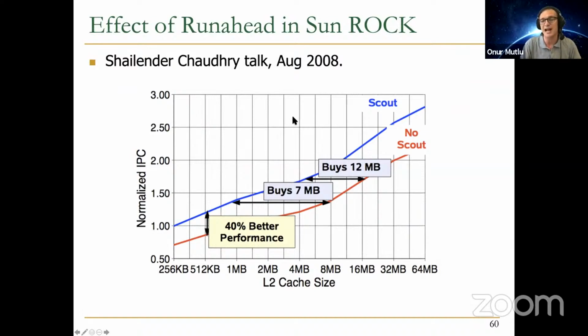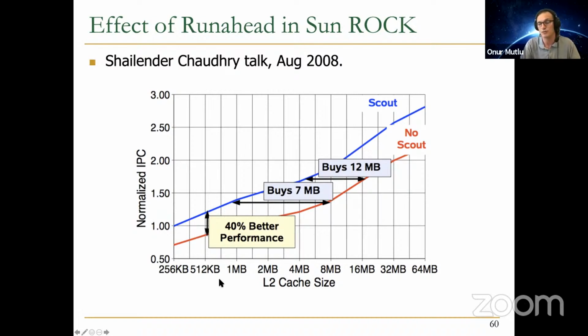And this is a graph from Sun. I already explained this basically. They were inspired by the idea. They basically implemented it in their ROC processor. And they basically called it Scout execution. But the idea is essentially run-ahead execution with some bells and whistles here and there. And they basically showed very similar performance results. This was an in-order execution machine, and they validated our performance results on their machine, showing 40% better performance.